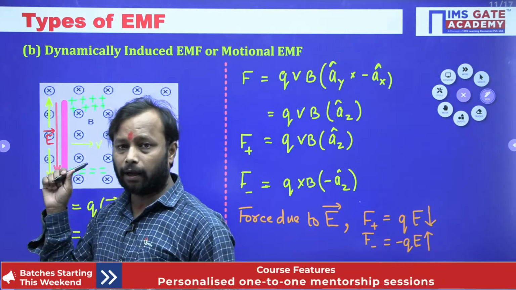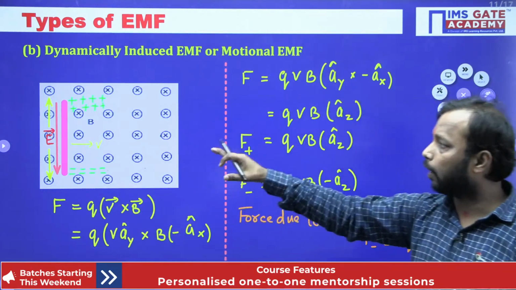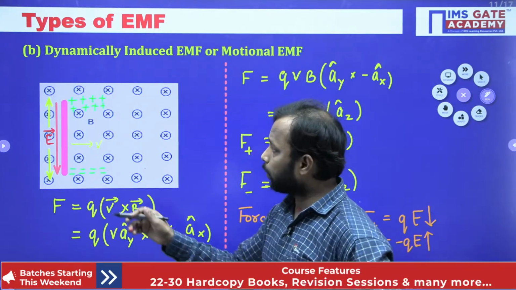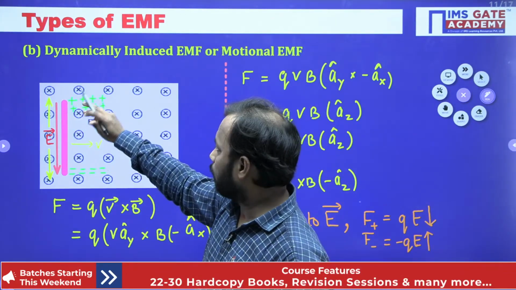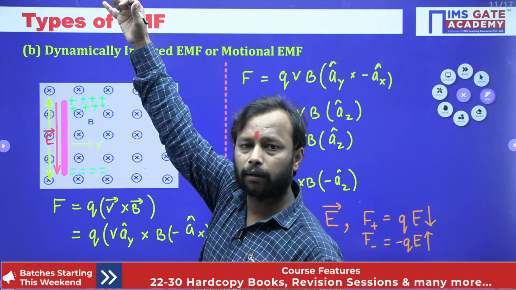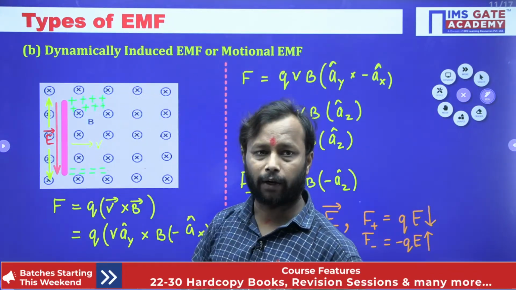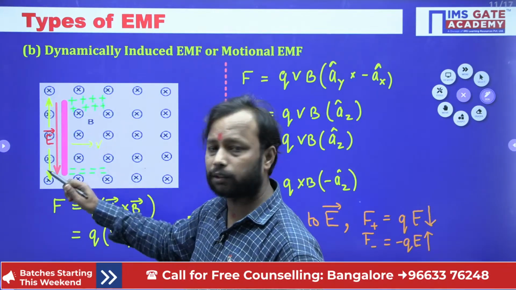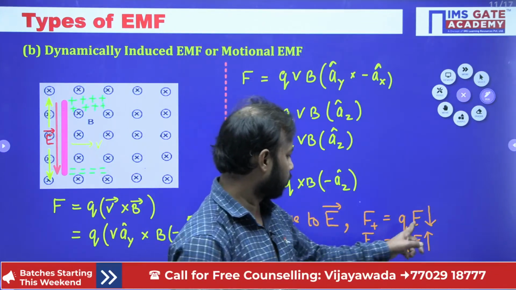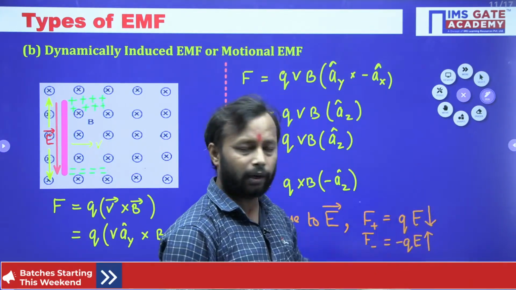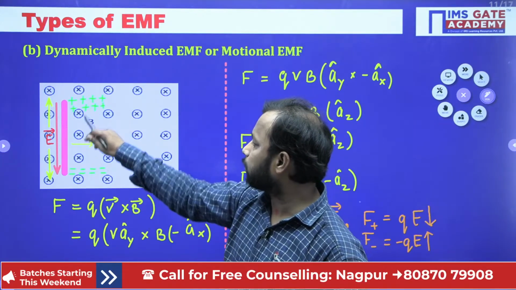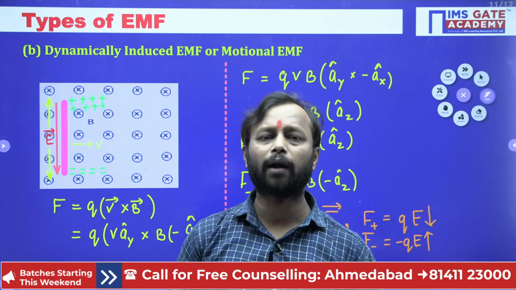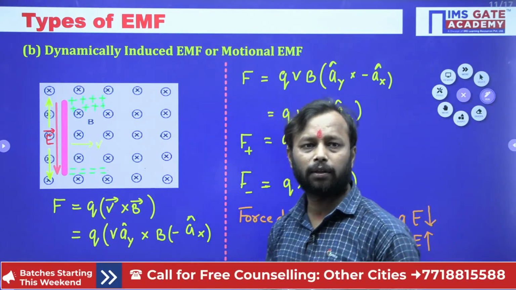Now see what is happening to the charges in the presence of the magnetic field and electric field. The positive charge is accumulated upward due to the magnetic field, whereas the electric field makes this positive charge move in the downward direction. So the magnetic field makes the positive charge accumulate in the upward direction, and these two are in opposition.